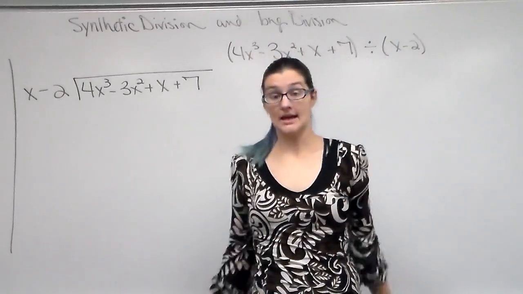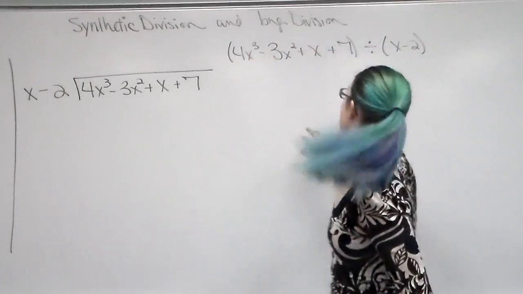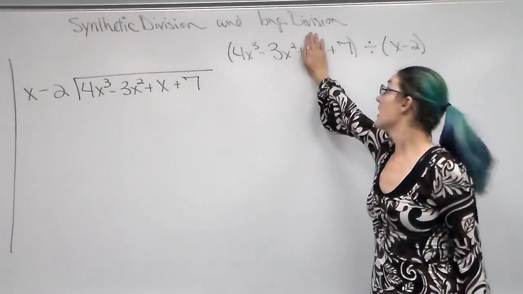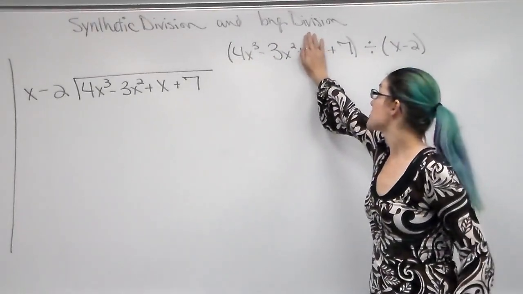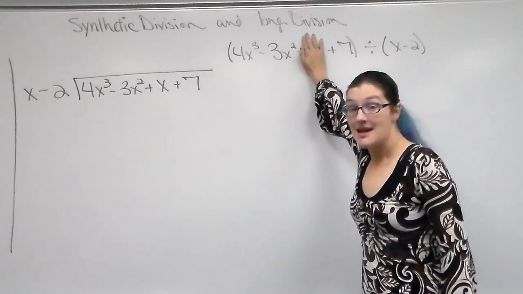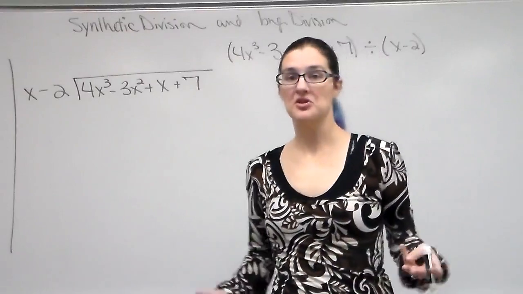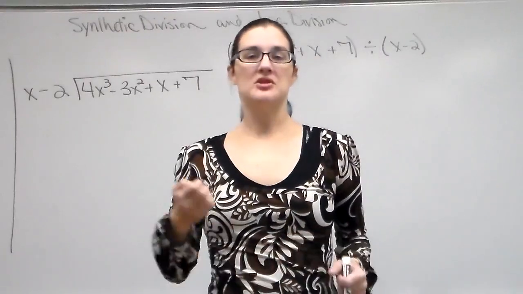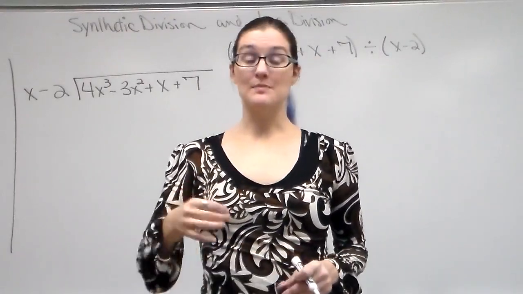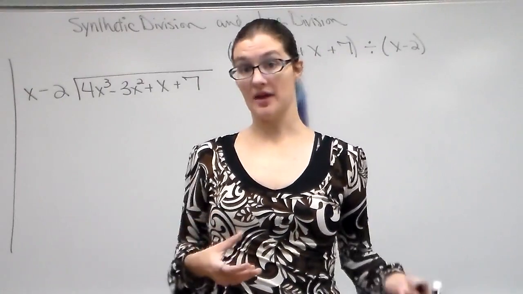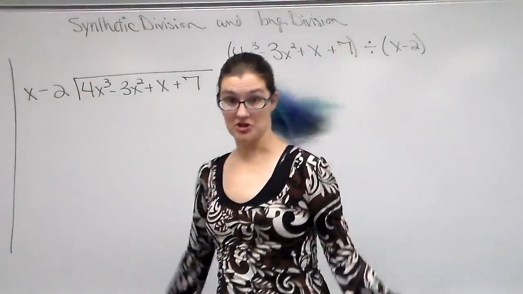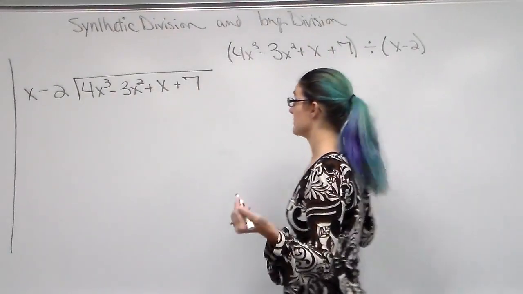If you were missing an exponent, say we did not have an x, it was just 4x cubed minus 3x squared plus 7, it's not going to work unless you put something in there. So we're going to talk about placeholders in a different video. I'm going to do another video on synthetic division where it's missing pieces, and I'll show you how to do that. So there will be an additional video, if not a couple of additional videos.